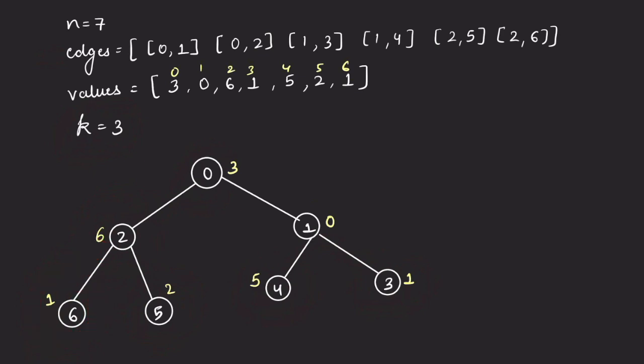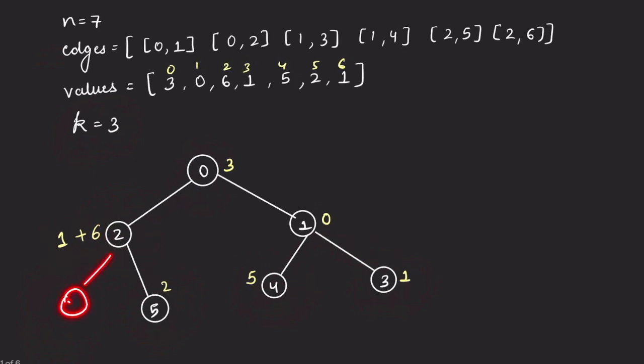So what we can do is give this value to node 2, right? This will be removed and 1 will be added here. Now whenever I consider node 2, I will not consider its value as 6. Instead, I will consider its value as 7, because this node has given a value of 1 to node 2, right?